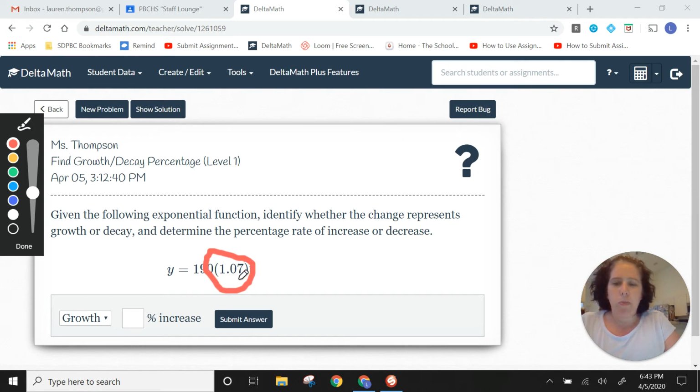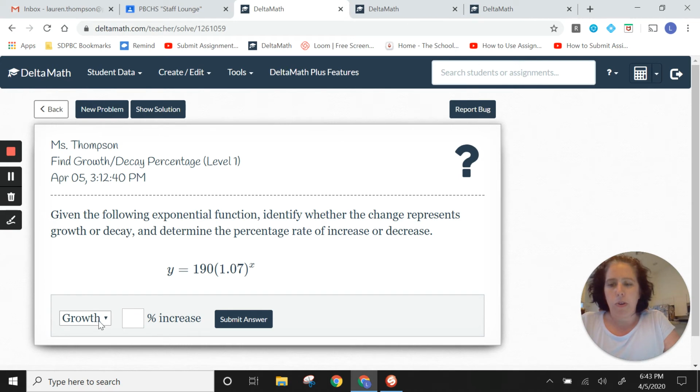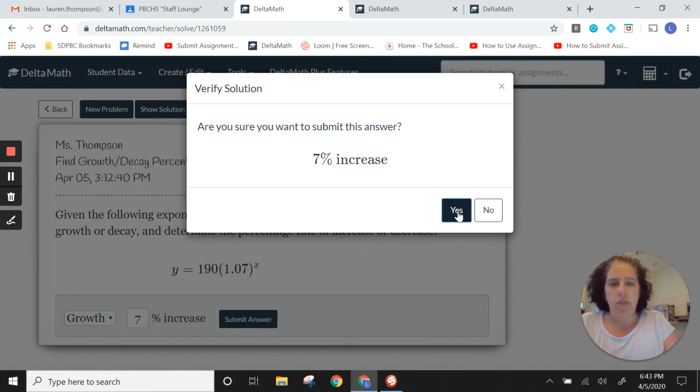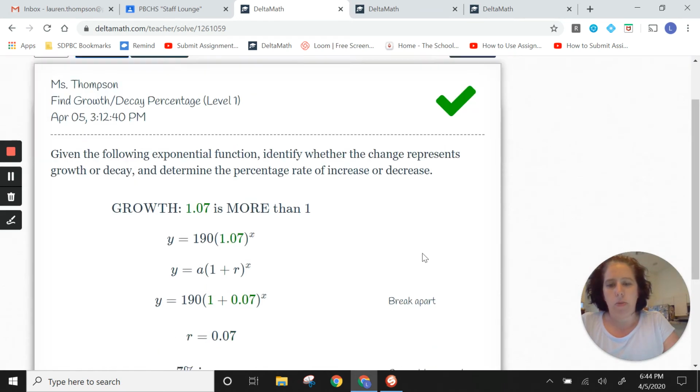So it's 1.07, so that's greater than 1. That means this is going to be a growth, so we're okay. Now remember, for growth, we did 107 minus 100, or it's just this 2-digit number right here. So it's just going to be 7. Submit your answer. Oh, look, we got it right.